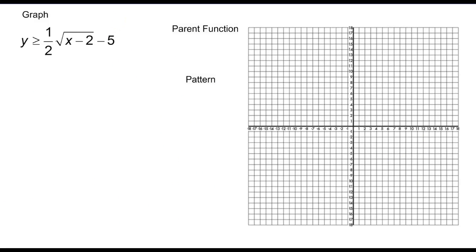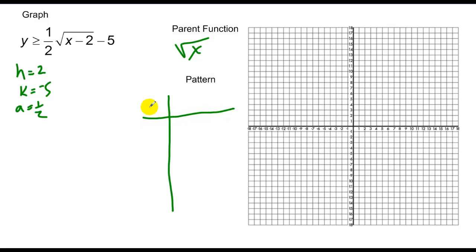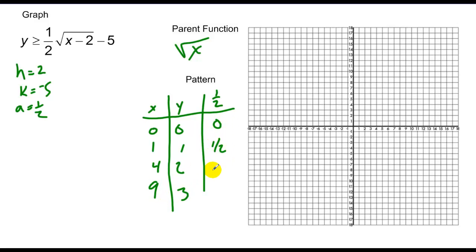So in this problem, once again, we have an inequality, except we have an a, h, and k, h equaling 2, k equaling -5, a value of 1/2. Parent function still the same. Pattern gets multiplied by 1/2. 0, 0, 1, 1, 4, 2, 9, 3. Multiply by 1/2, get 1/2, 1, and 1.5.